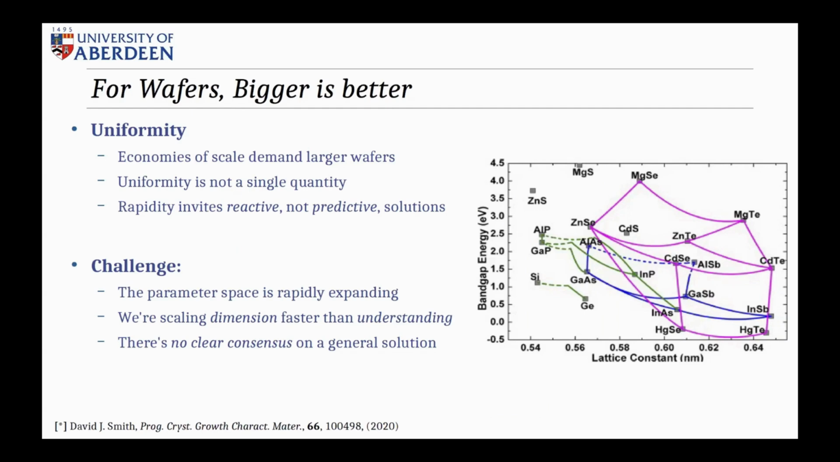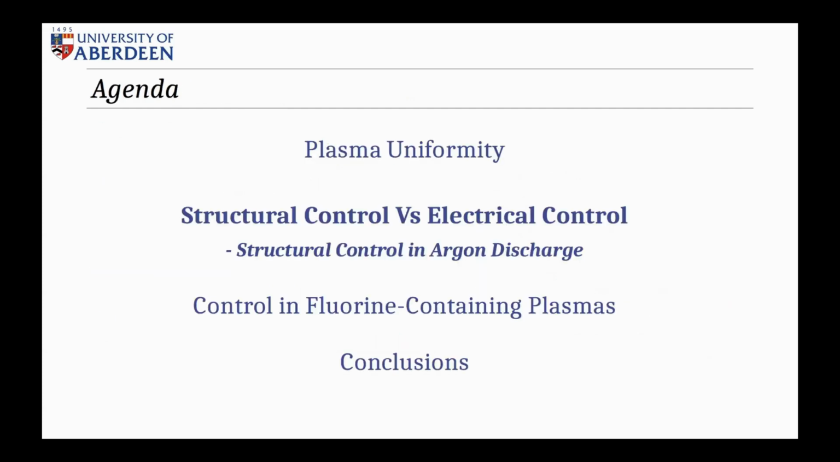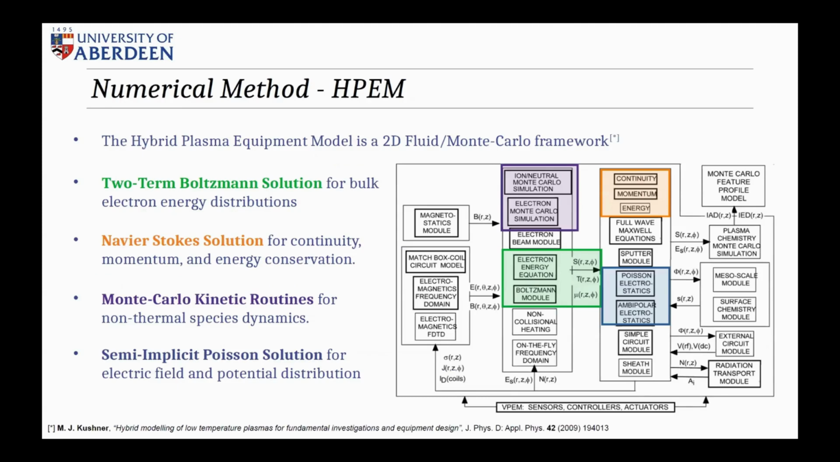And so basically, we're scaling our dimension here faster than our understanding. There's no clear consensus on a general solution forward. Although Mark Kushner, as alluded to there, thinks that improving this process by using a physical, ab initio interpretation for a small number of data points is potentially a way forward, and then filling in the gaps. So let's have a look at some results of trying to control uniformity on top of a particular wafer.